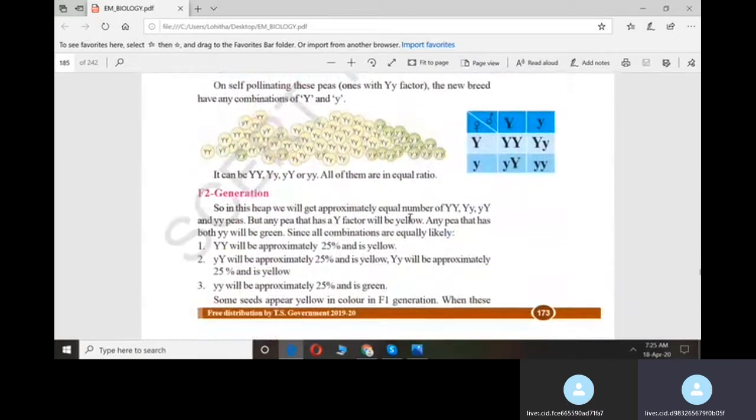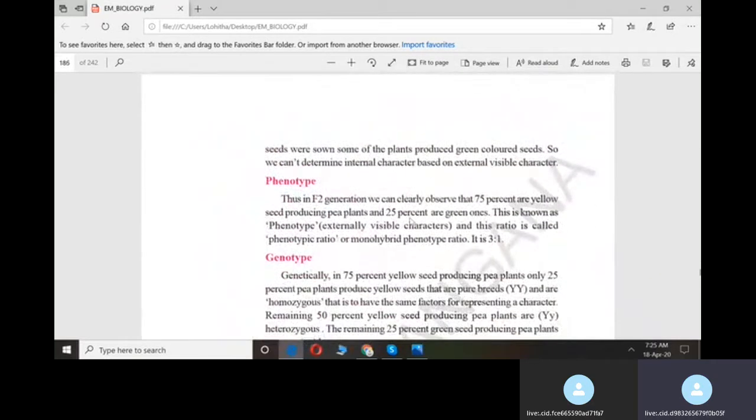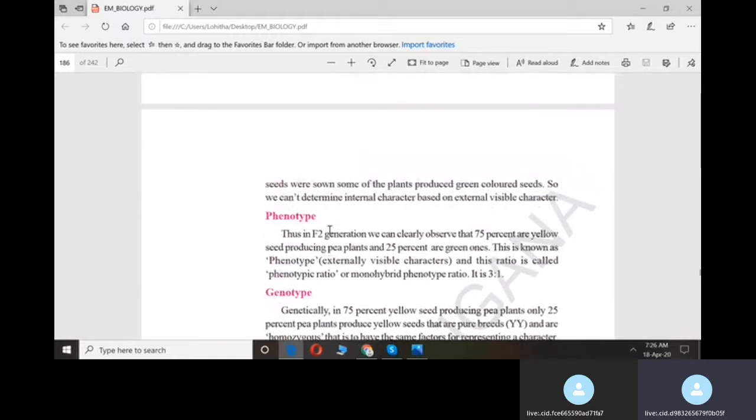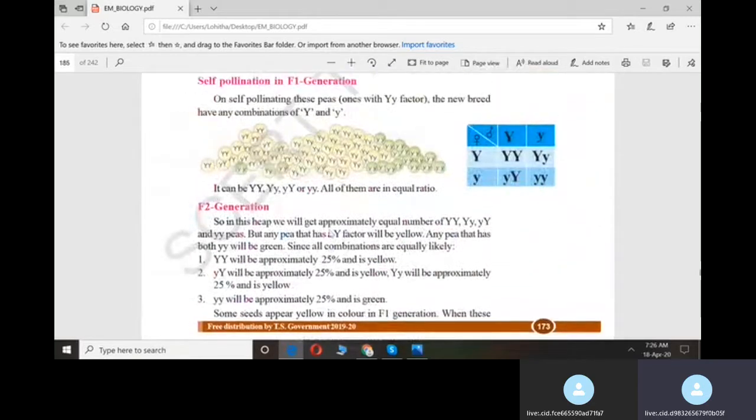Okay, let us move to phenotype. See, in the F2 generation, 75% yellow will be there and 25% is green. This type of ratio is called the phenotype ratio, which shows the external visible characters. External visible characters means capital Y, small y, and only small y will be showing green. So these three are dominant characters.